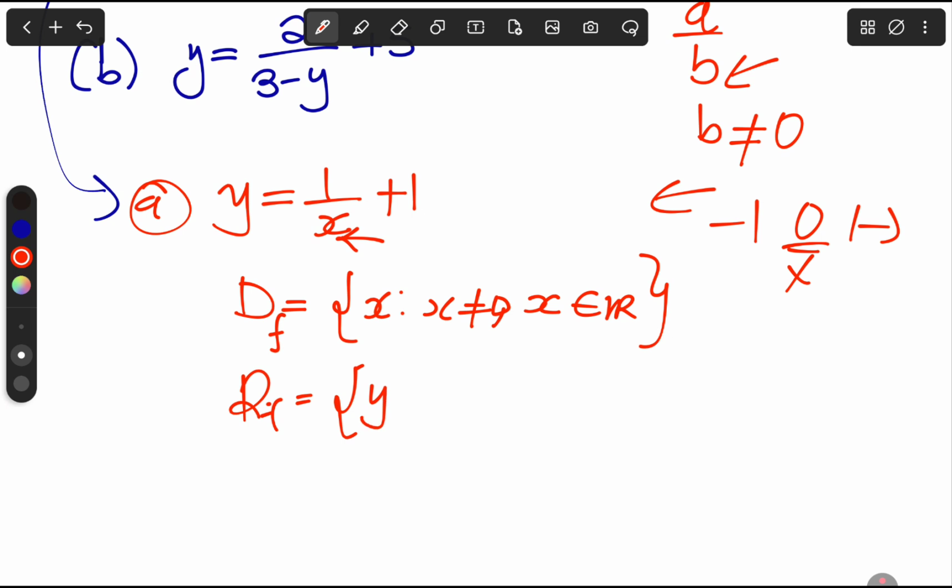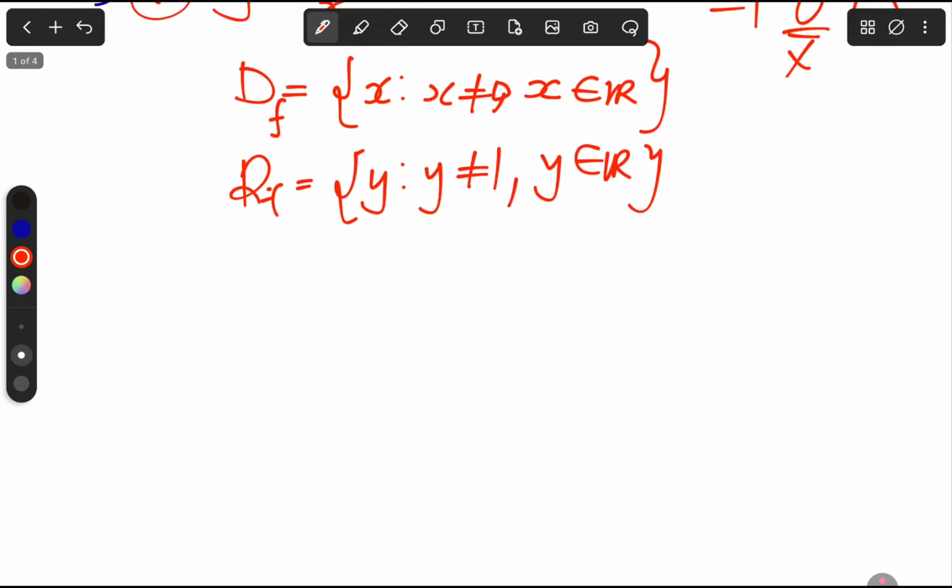So we're saying the values of y, that y is not equal to 1, and of course y is a what? Is a real number. So I can't get 1 no matter what. As long as I replace those values of the domain there, I can never get 1. And we said the range is the output.